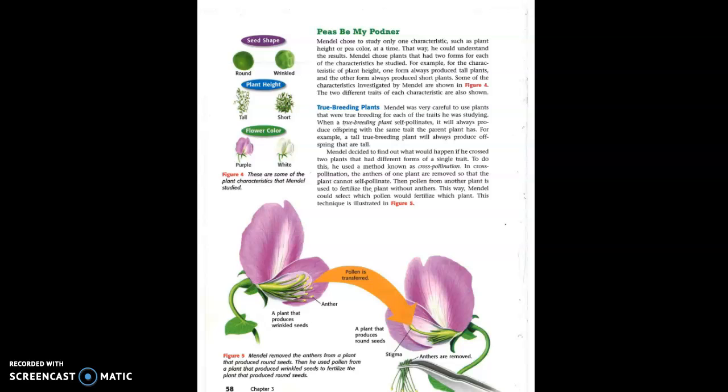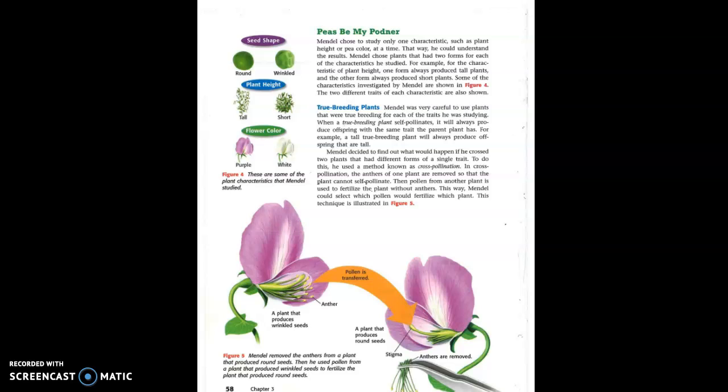Mendel decided to find out what would happen if he crossed two plants that had different forms of a single trait. To do this, he used a method known as cross-pollination. In cross-pollination, the anthers of one plant are removed so that the plant cannot self-pollinate. Then, pollen from another plant is used to fertilize the plant without anthers. This way, Mendel could select which pollen would fertilize which plant. This technique is illustrated in Figure 5.